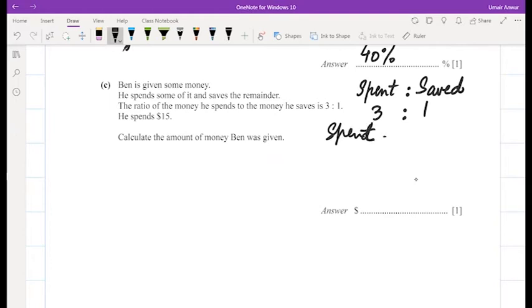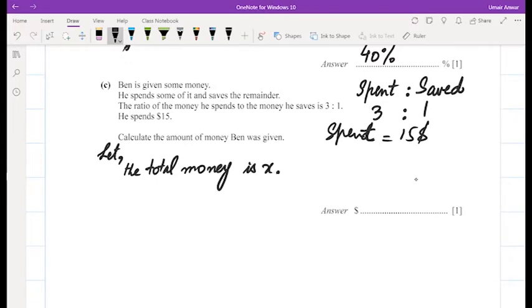Now the money he has spent is $15. Now suppose that the total money he had was X dollars. So now if I try to find out the portion he spent, since Ben has spent $15, we can use this information and try to find out the total amount that he was given.